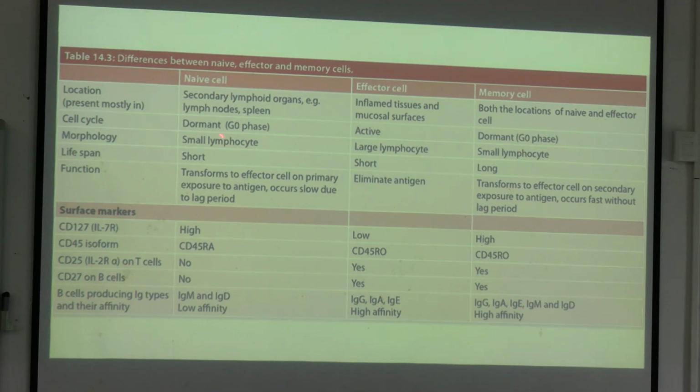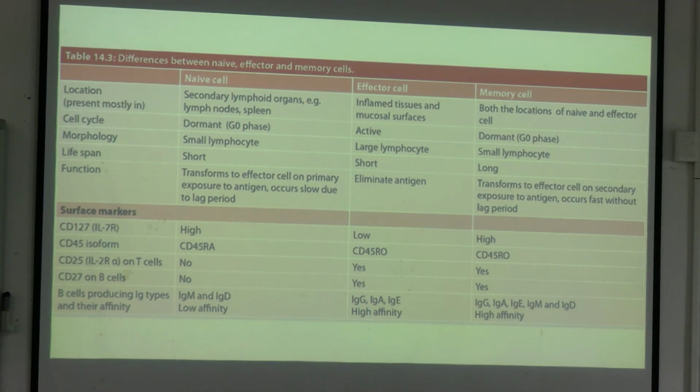Now the morphology: naive cells are small lymphocytes, effector cells are mostly large lymphocytes, and memory cells are mostly small lymphocytes. Lifespan: naive cells are short, effector cells are short, and memory cells are long, as I said. Now what is the function of the naive cell? The naive cell functions because they transform to effector cells on the primary exposure to antigen. So I told this, all of you understand the meaning of naive.